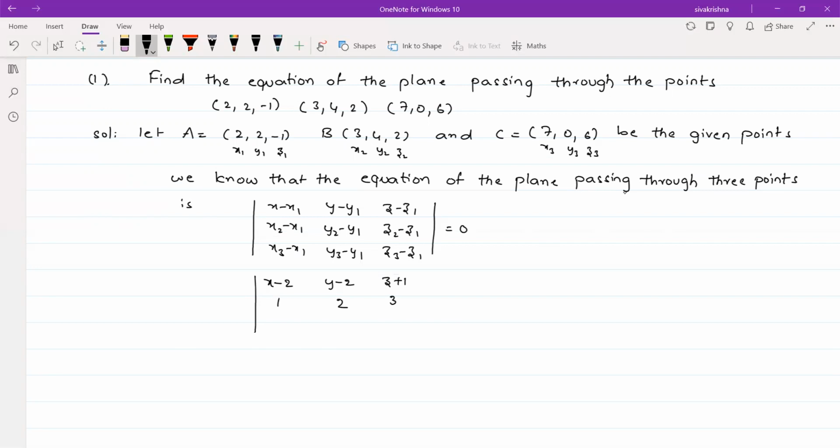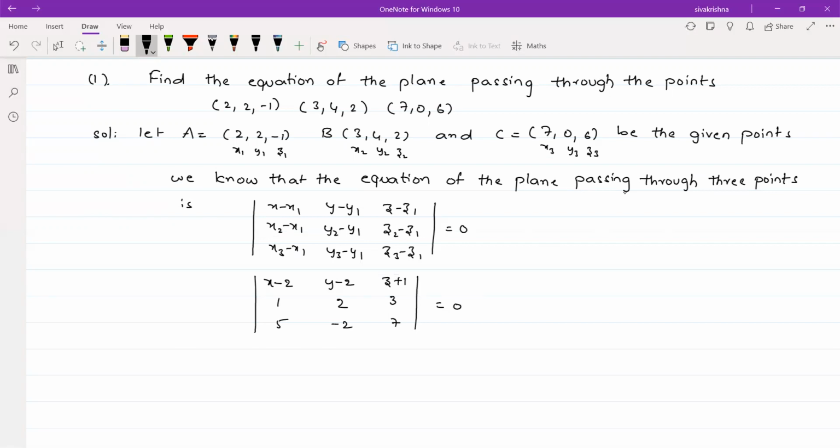So x3 minus x1 once again. So 7 minus 2 gives 5. Next, y3 minus y1. So it means 0 minus 2 gives minus 2. And after that we get 6 minus of minus means 6 plus 1, which is equal to 7. So this is equal to 0.